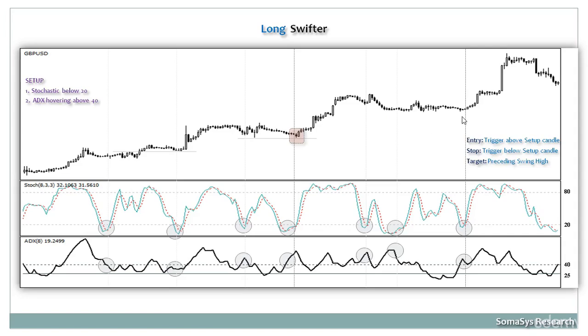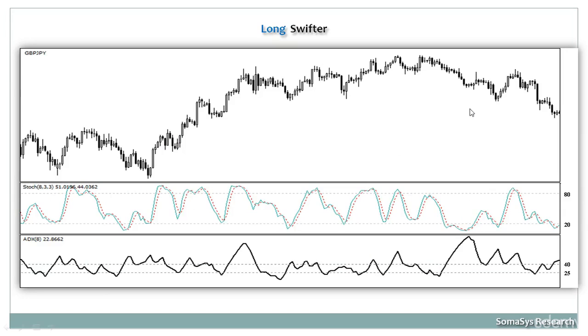Then we have a situation here. Price takes support at a preceding swing low point. Also the risk and reward ratio is excellent. It's around 1:4. A very good opportunity we have here. We have a long swifter here again. Let's do this exercise one more time and we have this chart of GBP JPY.